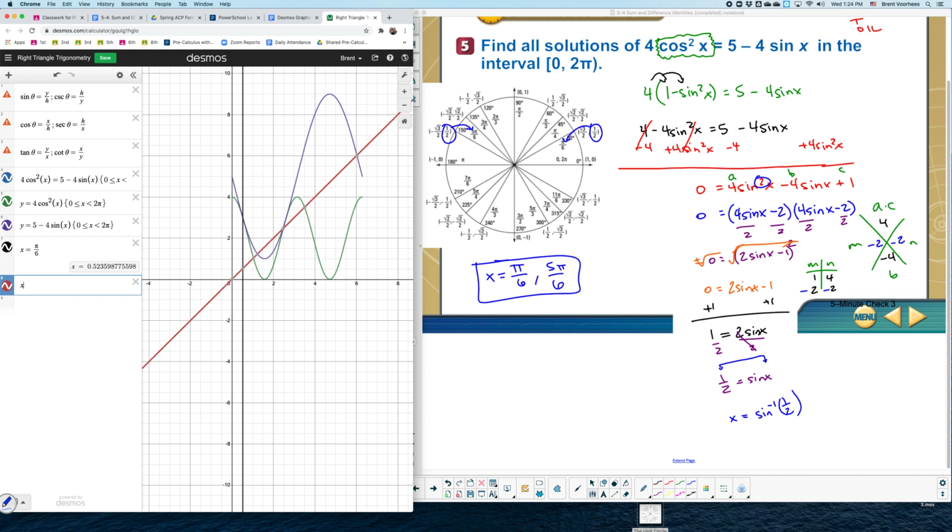And we think the other answer should be at 5 pi over 6, 5 pi divided by 6, right there. And you can see those two answers do look good. They're right where those graphs are intersecting. So we did do that one correctly.